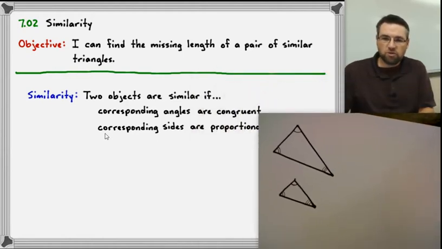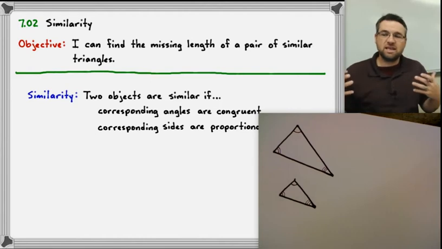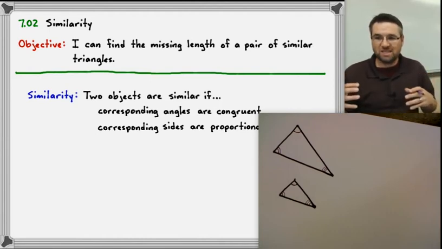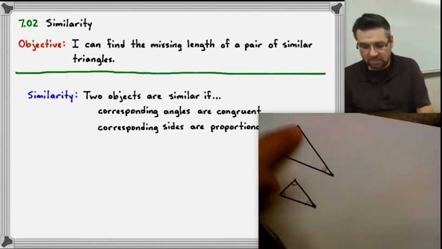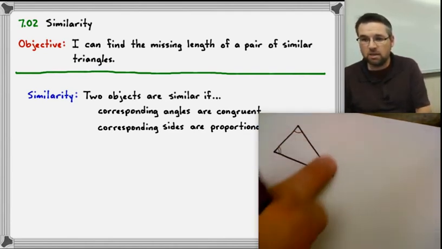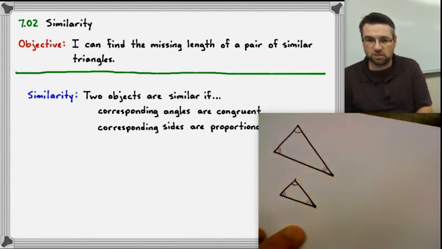We would look for one more thing. The corresponding sides must be proportional. What does that mean? That means there's a scale factor to them. Or we could say that all the side lengths here are being multiplied by some constant number to get to these lengths here, or vice versa, okay?